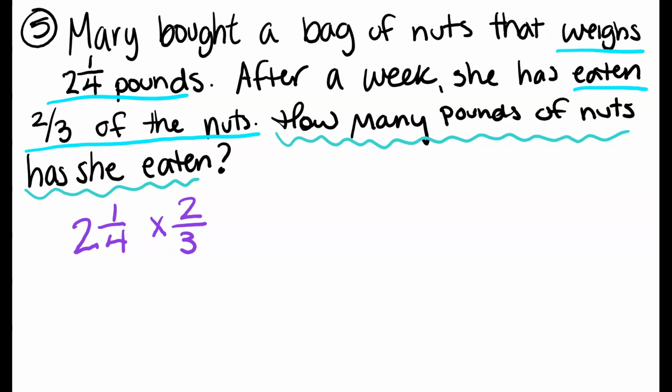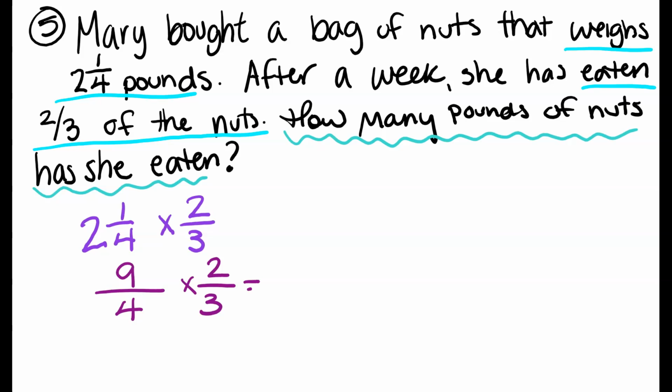We look and see, I have a mixed number here, 2 1/4. I know that's the same as saying 2 groups of 4 and 1 left over. 2 groups of 4 is 8, and 1 left over is 9 over 4, the denominator we started with, times 2/3. And I can multiply straight across. Oops, moving my page. 9 times 2 is 18. 4 times 3 is 12.